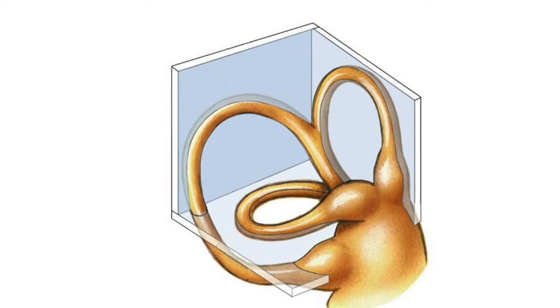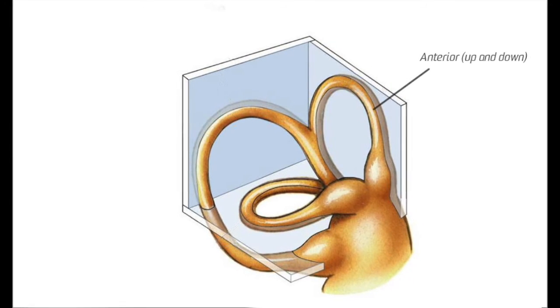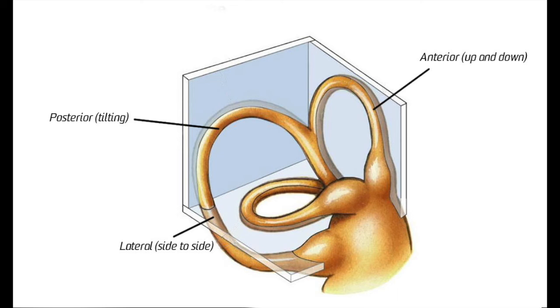The rotational movement of the head moving up and down, such as when you're saying yes, is detected by the receptors in the anterior semicircular canal, whereas the rotational movement from side to side, such as when you're saying no, is detected by the lateral semicircular canal, and also the rotational movement from the head tilting sideways is detected by the posterior semicircular canal.